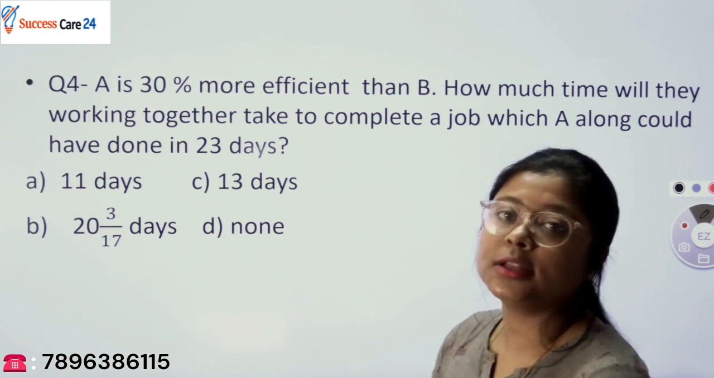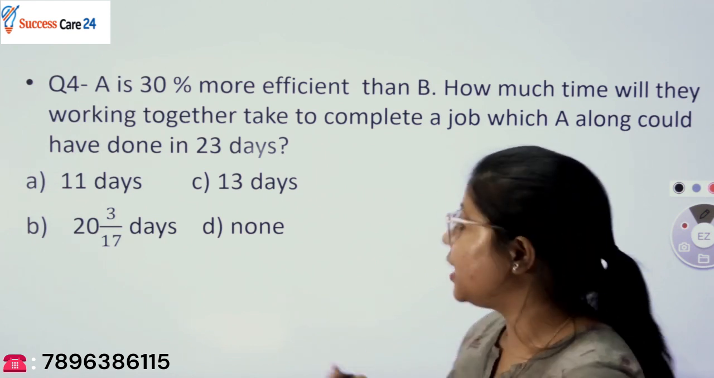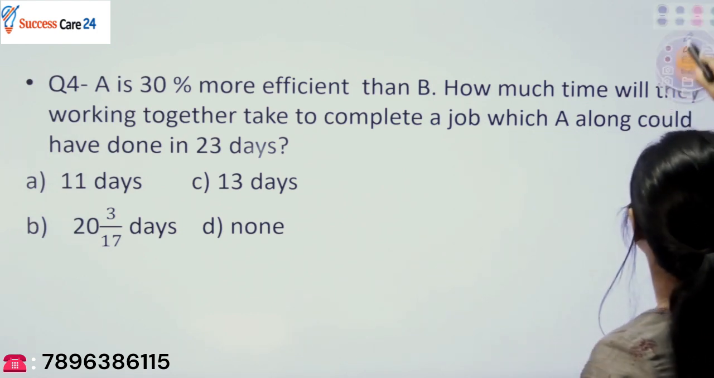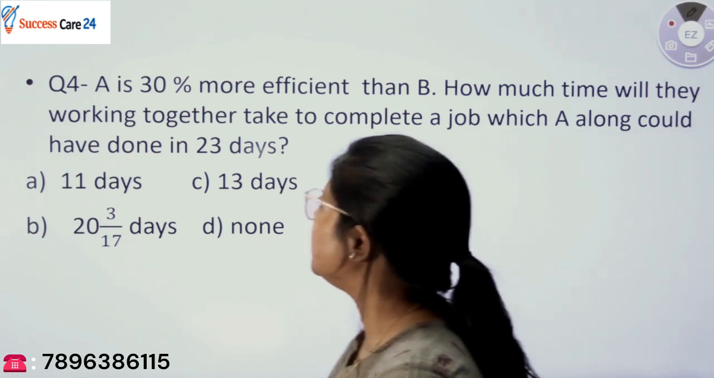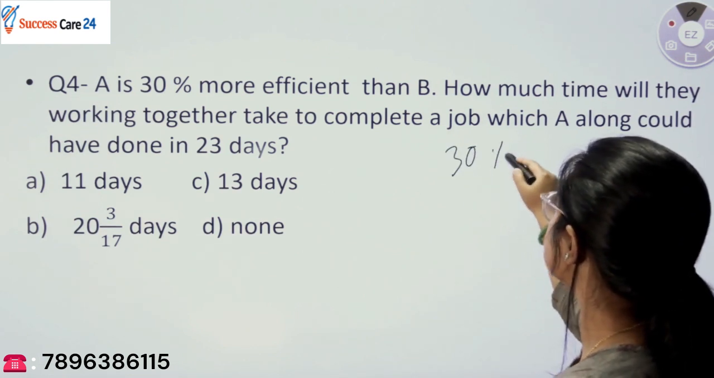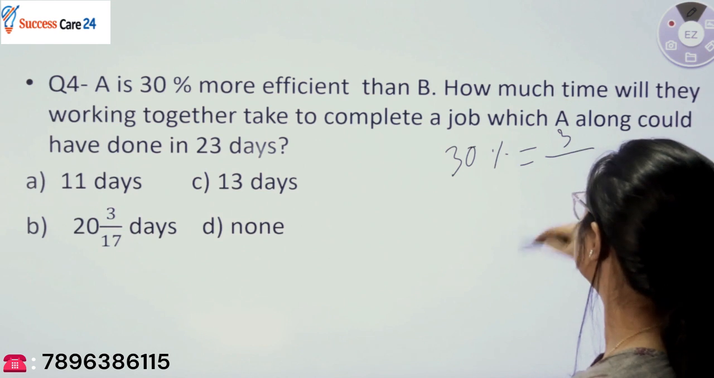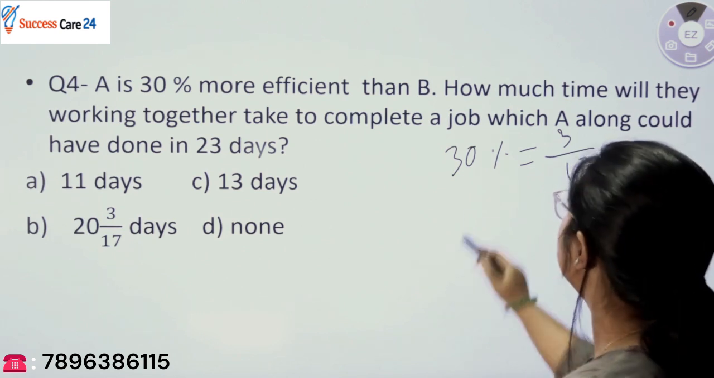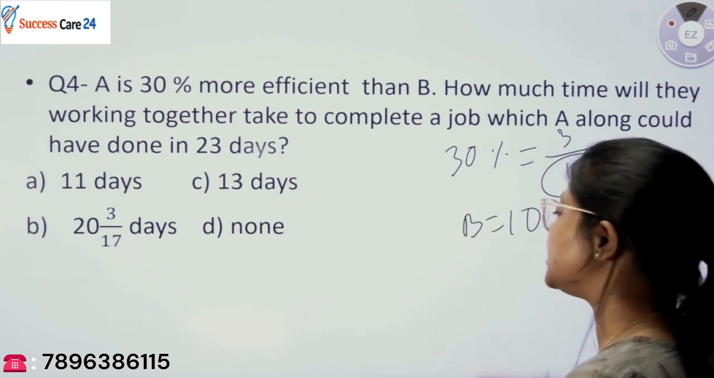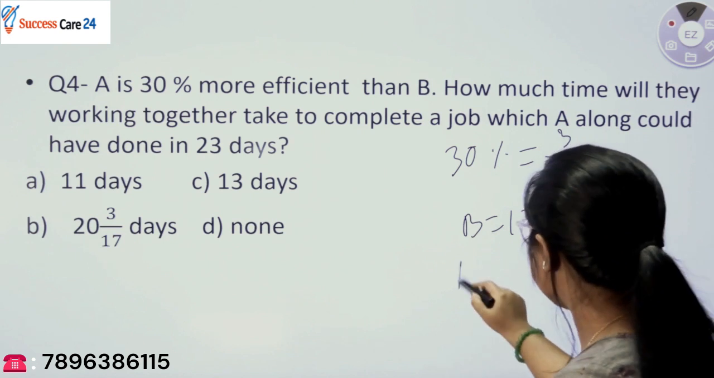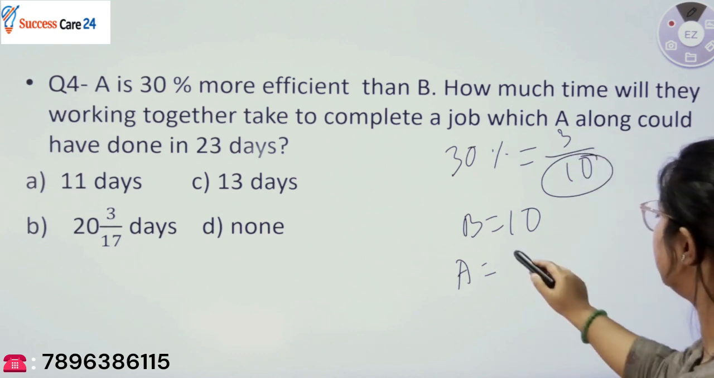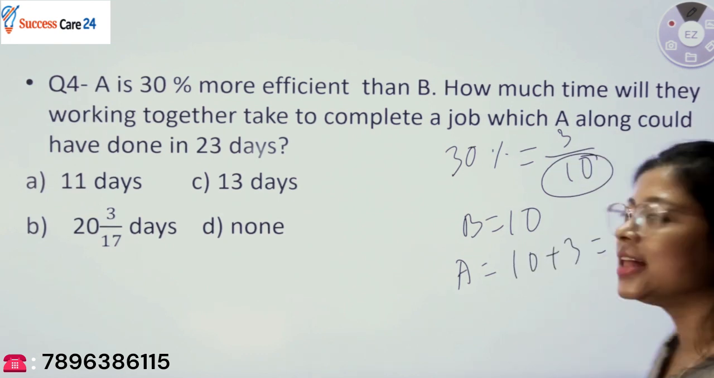So always stick to the basics. Basics will make you do any question. Alright, basics are the main thing that you need to learn very properly. So here you are given A is 30% more efficient than B. Okay, so 30% means how much? 30% means 3 by 10. That means if B's efficiency is 10, then A's efficiency is how much more? 3 more than B. That means A's efficiency is 13.